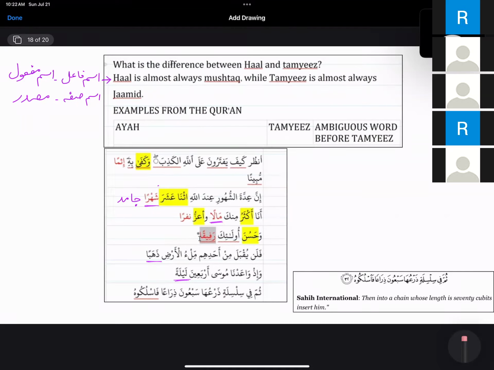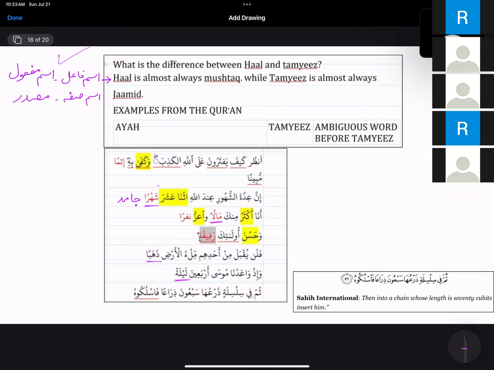So tamyiz, the words being used with the tamyiz, the hal is for afal, asma that are mushtaq, right? But tamyiz is for the, mostly, I'm not going to say always, but mostly it is with the jamid. Now you see, like kaukaban, right? Can we conjugate kaukaban? No, right? Can we conjugate ma'an or haliban? No. Right? So we see that tamyiz mostly comes with the asma which are basically jamid. Not 100% again, but mostly we can say.